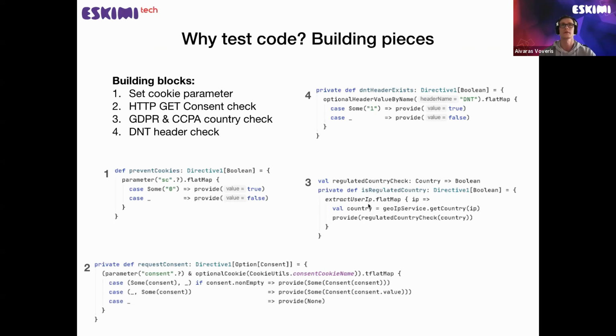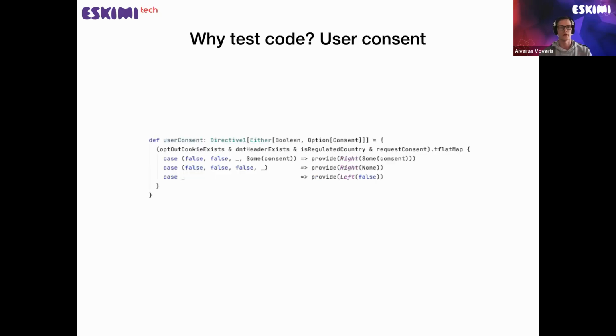In the third case, we are checking for regulated countries. So we are getting the IP, and by that IP we are getting the user's country, and we are checking if this country is in the list or not. And the fourth case is we are just taking care of HTTP here. Pretty straightforward. Let's see how it all connects.